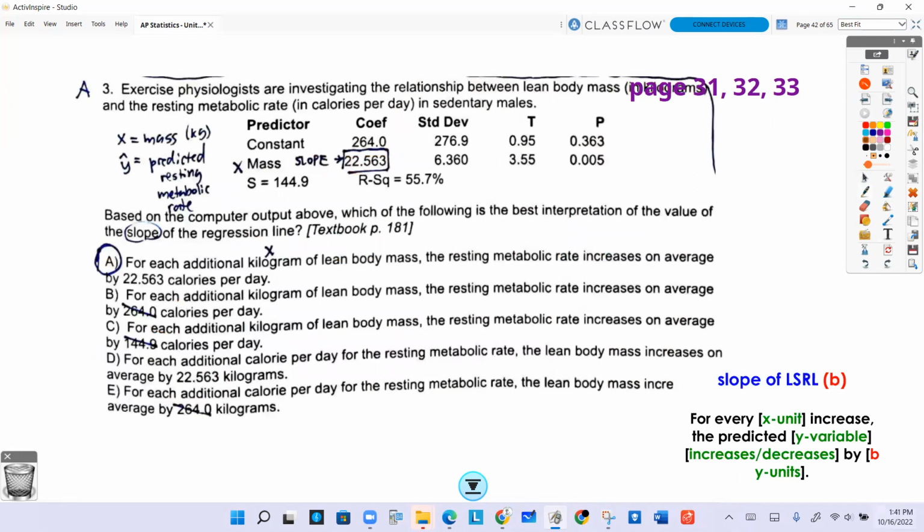And the correct answer is A. Remember, for slope, for every x unit increase, the predicted y variable increases or decreases by whatever the slope is. The y variable here is the predicted resting metabolic rate. That's how much it's going up by as the kilograms increases by 1 unit. So for each additional kilogram, the resting metabolic rate increases by 22.563 calories on average, predicted.